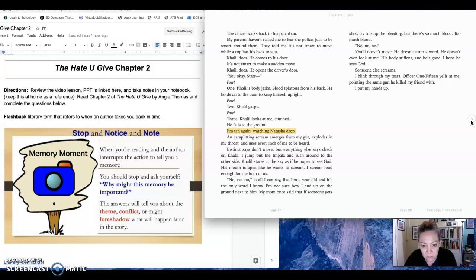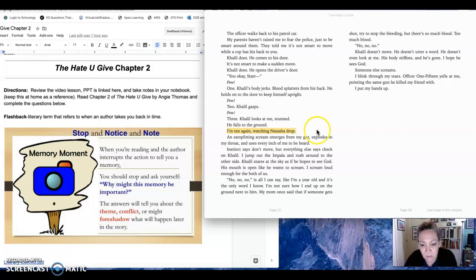Pow! One. Khalil's body jerks. Blood spatters from his back. He holds onto the door to keep himself upright. Pow! Two. Khalil gasps. Pow! Three. Khalil looks at me, stunned. He falls to the ground. I'm 10 again, watching Natasha drop. That's another memory moment. You'll have to ask yourself the question.